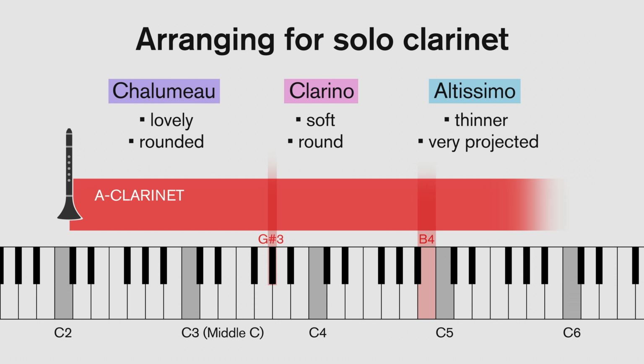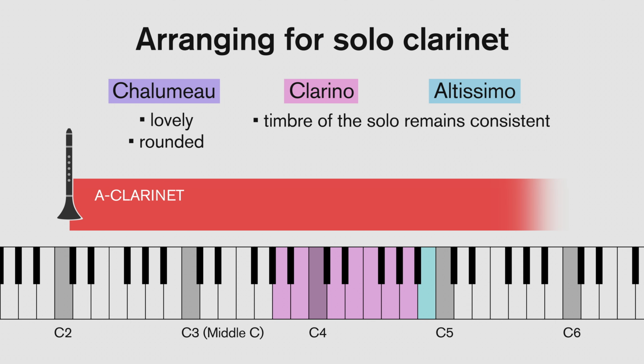to the sounding B4. So it's not really going into the high register, but also not going down to the throat tones or crossing the break in the clarinet. This means the timbre of the whole solo remains consistent. As the passage isn't technically challenging for the player, they can really concentrate on the tone that they want to produce and the way they want to express the music.